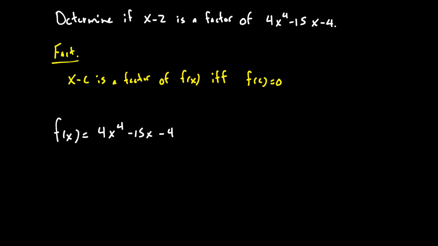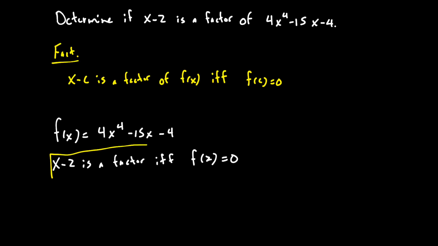And to check if x minus 2 is a factor of our f of x, we need to evaluate f at 2. Since x minus 2 is a factor of f of x if and only if f evaluated at 2 is equal to 0. So to check this condition, let's go ahead and just evaluate it.